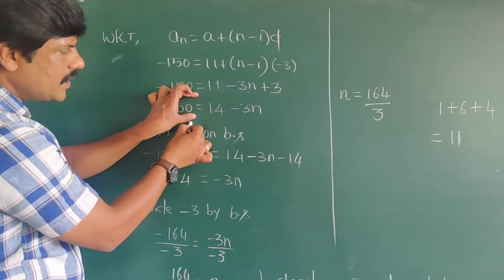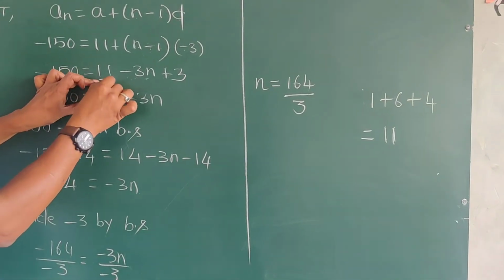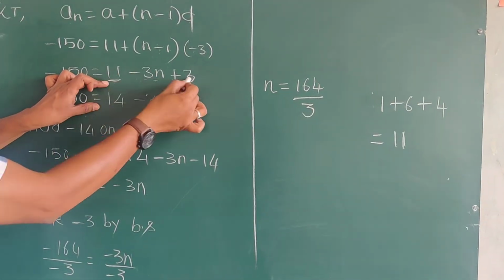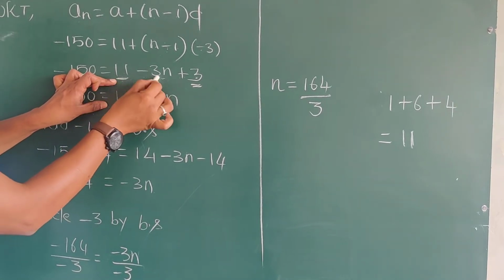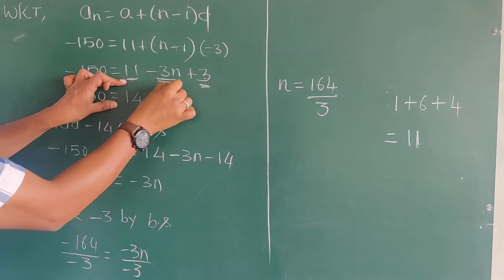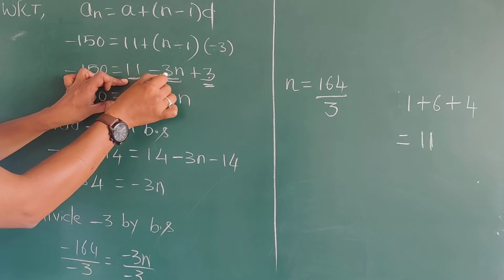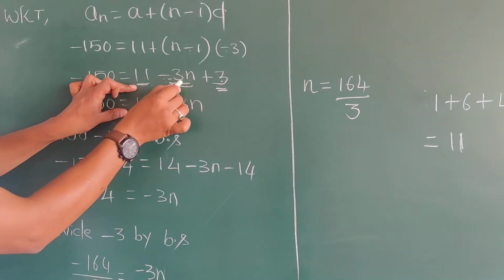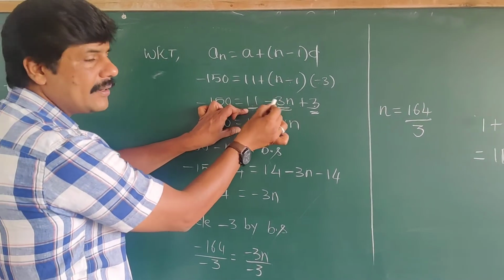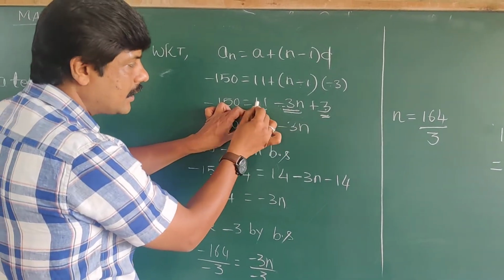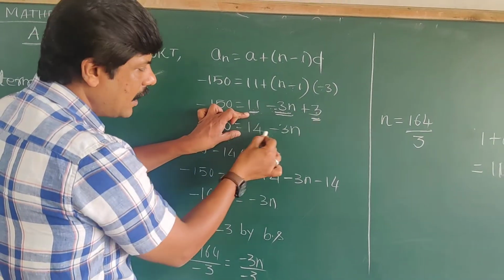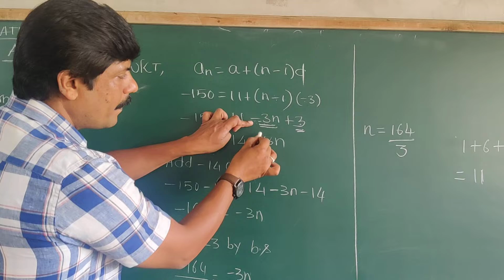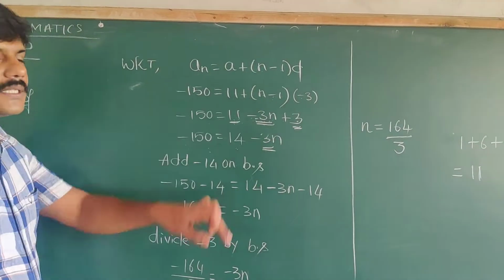Minus 150 is equal to, as you can see here, 11 plus 3. These are the constant terms. We should not add 11 and minus 3n, because it is not a constant term. It is minus 3 times n. So we should not add 11 and this one. We have to add only constants. 11 plus 3 is equal to 14. Minus 3n is kept as it is.